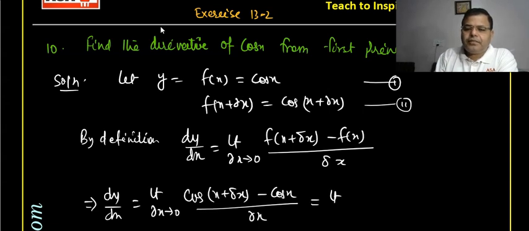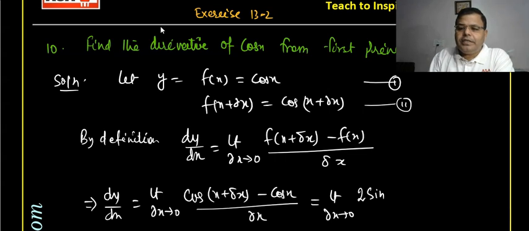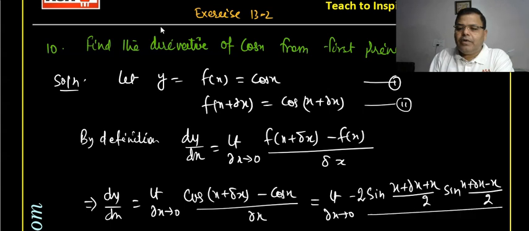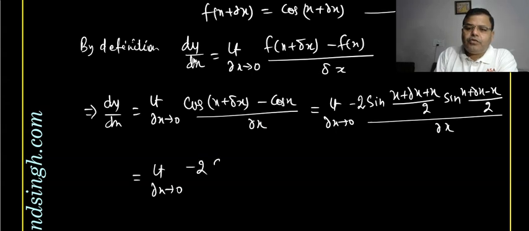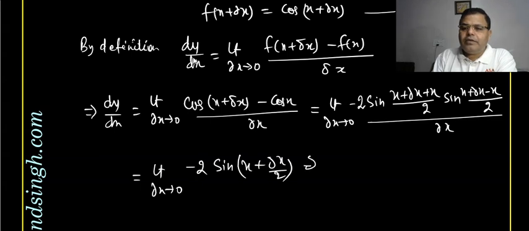and that can be written as limit delta x tends to 0, using cos C minus cos D is minus 2 sin((C plus D)/2) into sin((C minus D)/2), that is minus 2 sin((x plus delta x plus x)/2) into sin((x plus delta x minus x)/2), whole divided by delta x. So dy by dx is equal to limit delta x tends to 0 of minus 2 sin(x plus delta x by 2) into sin(delta x by 2), whole divided by delta x.